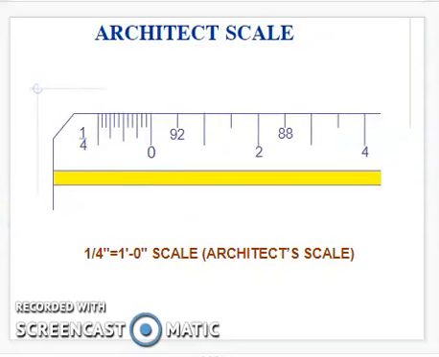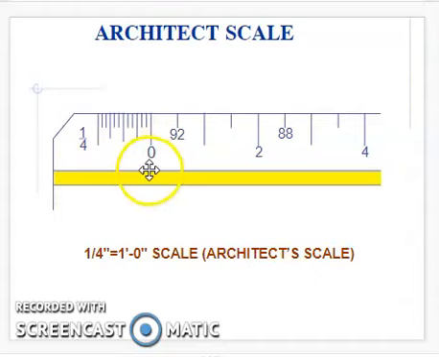I want you to find the 1/4 inch scale. So pause this video for a second until you find it and flip it so that it's on your left on the top of the scale. Okay, so this is our 1/4 inch scale, and this is what we're going to use for our landscape design. It means that 1/4 inch on paper equals a foot in real life.